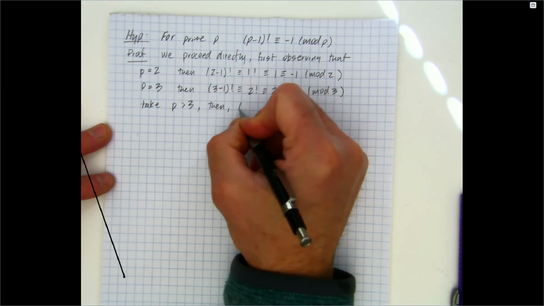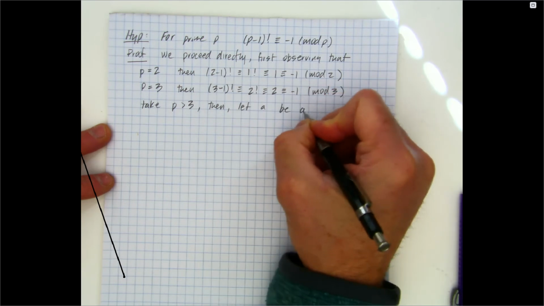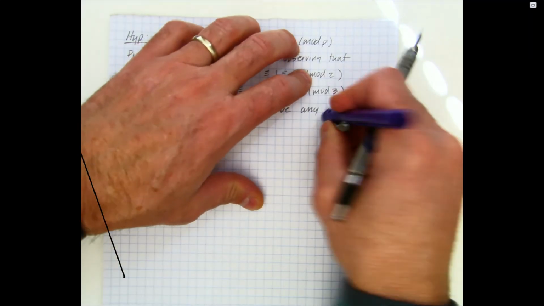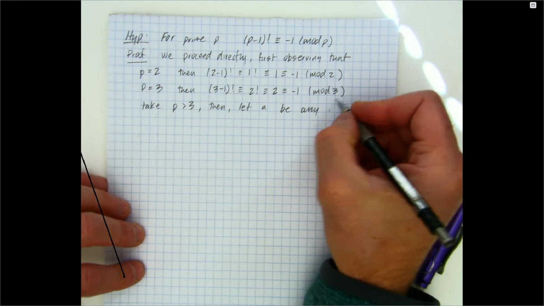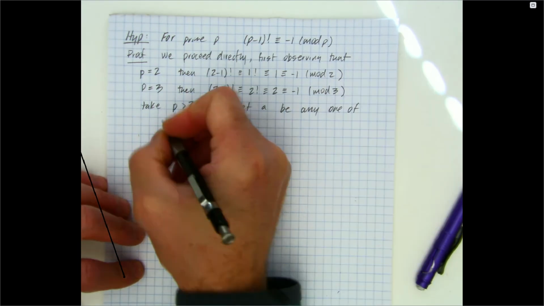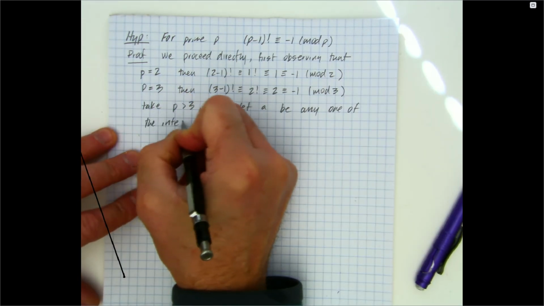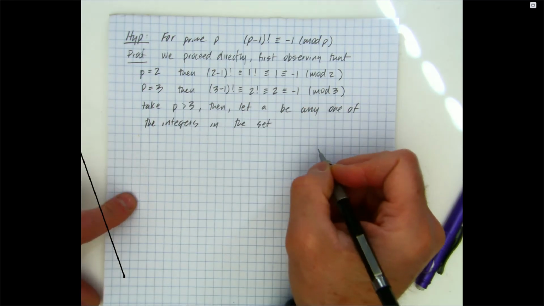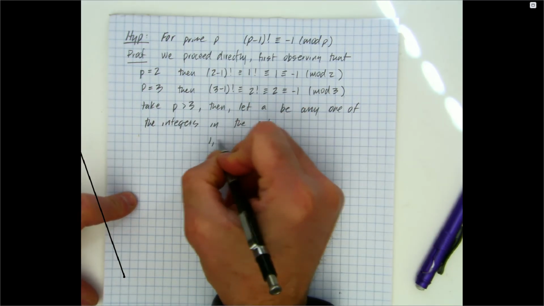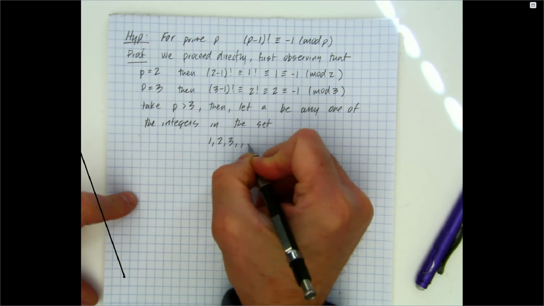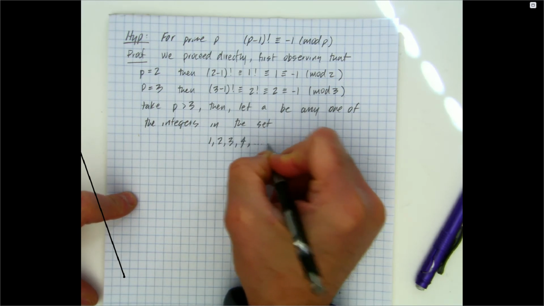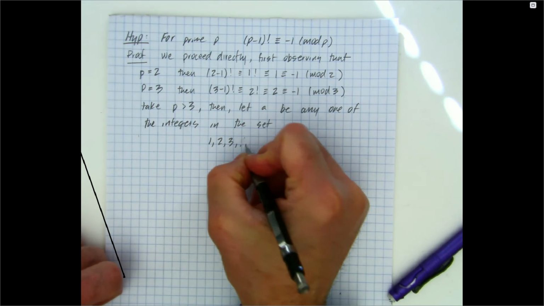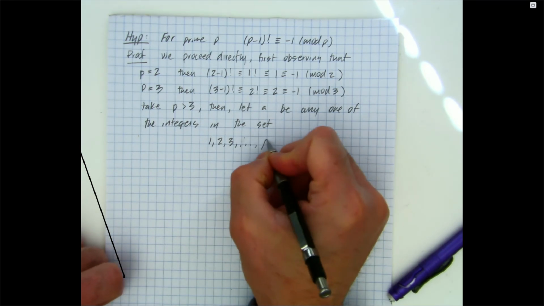Then we're going to go ahead and let a be any of the integers in the set. And the set I'm going to put down as 1, 2, 3, let's call it 4, dot, dot, dot. Maybe I shouldn't do 4 just in case we have 5. Let's see, so 3, dot, dot, dot, all the way up to p minus 1 in the set.